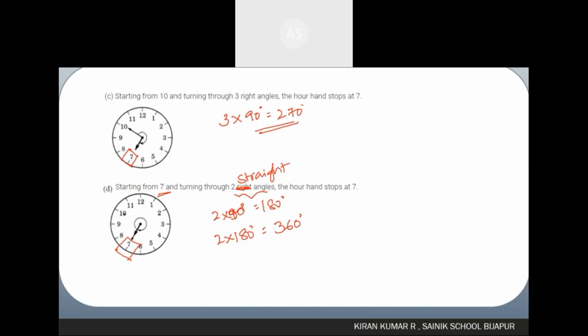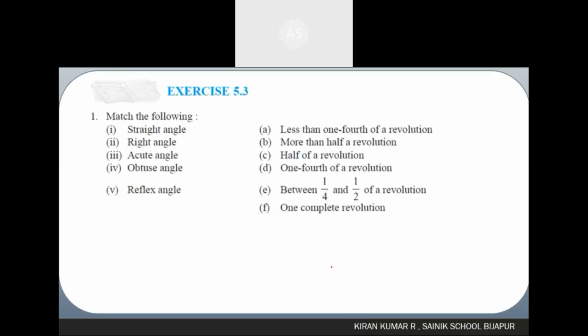Let's take up the next set of questions from exercise 5.3. It's all about match the following. Look at the 2 columns here. Straight angle.